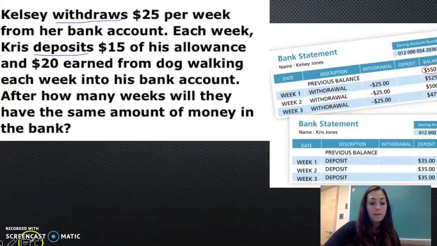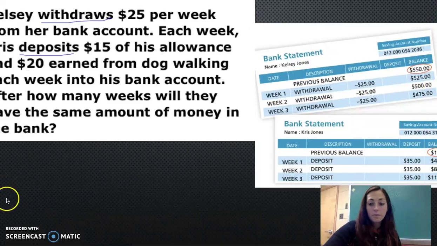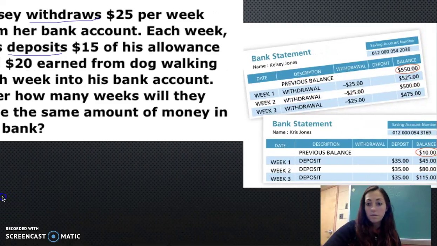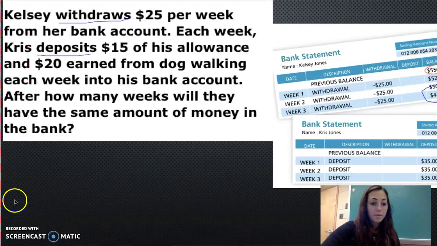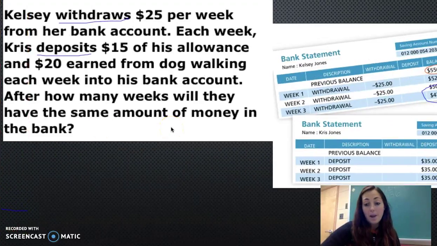Well, we got to look at their statement here on the right. If you look, this one says Kelsey, and she started at $550, and then she took $25 away every week. And Chris started at $10, and he added in $35. Think about why that's $35 and not $15. And if we see by week 3, Kelsey has this $475 amount, and Chris has $115 amount. So the question is, how many weeks will they have the same amount of money in their account?